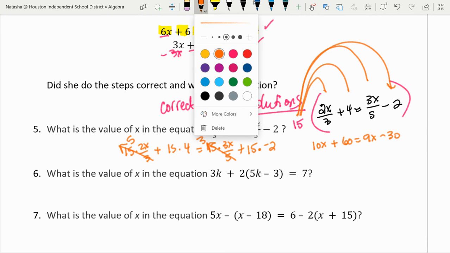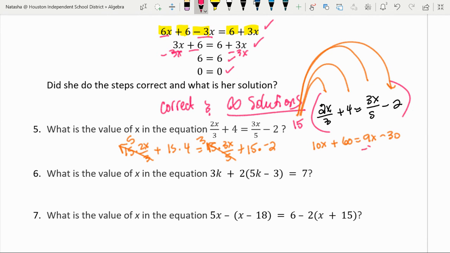So now I'm going to subtract 9x from both sides. That gives me x plus 60 is equal to negative 30. Subtract 60 from both sides. Cancel. That becomes x is equal to negative 30 minus 60, which is going to give me negative 90. Okay. So that was the mistake I made before.